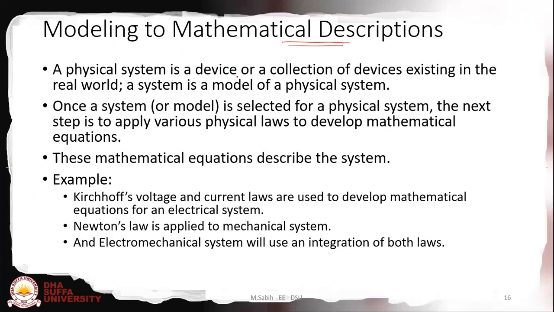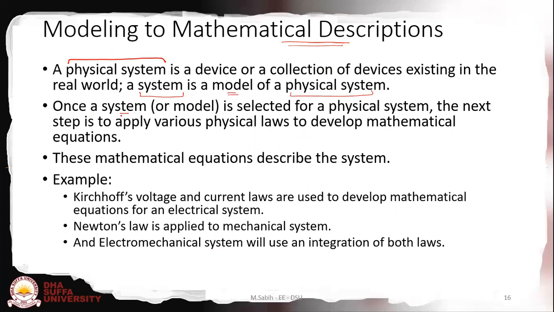Now, a physical system is a device or a collection of devices which actually exist in the real world. So the physical system is a bigger term, and a system means a small model of the physical system. Physical system means we are talking about the whole process, which is a collection of all the devices. But when we say system of a physical world, it means we are referring to the model that we are studying.